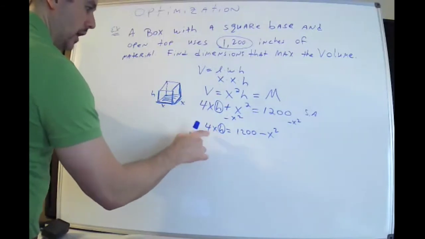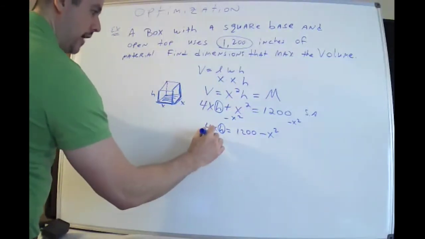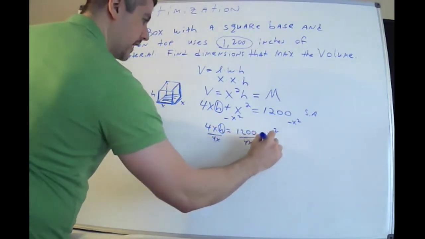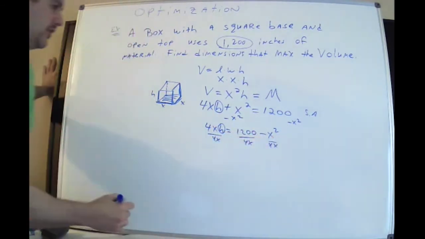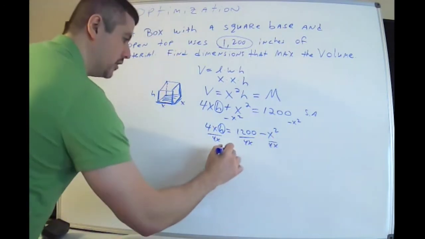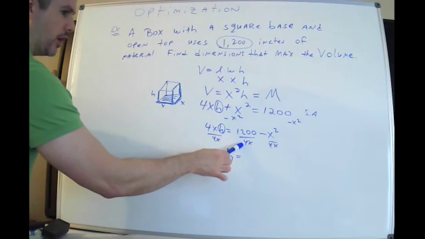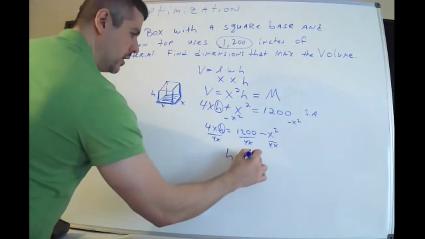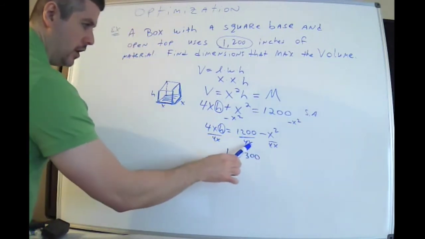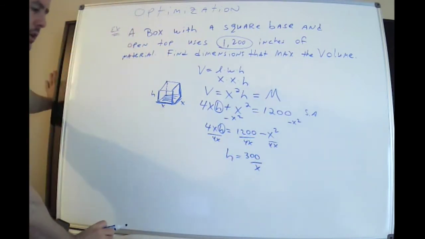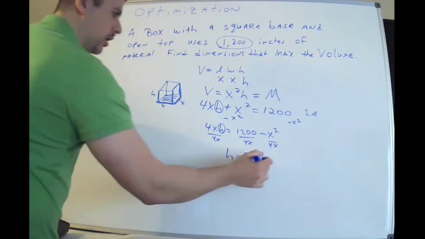So now what do you do? Well, you have 4xh, you have to divide by 4x. So I'm going to divide everybody by 4x. You can see this is not pleasant, but you have to do it. You have no choice. 1,200 divided by 4 is 300. Now, be very careful. X is on the bottom of that. You can't just move the X to the top. You're going to completely screw yourself, and you're probably going to be wrong.